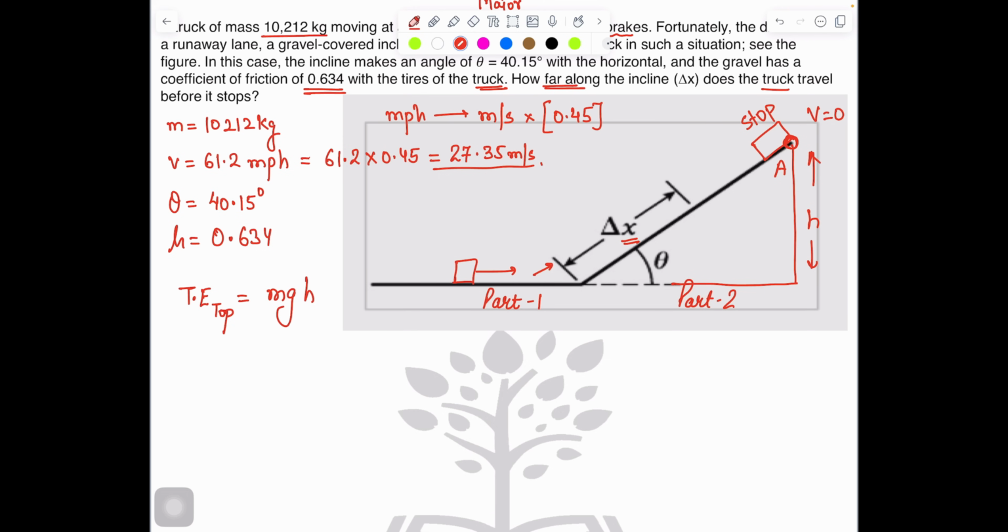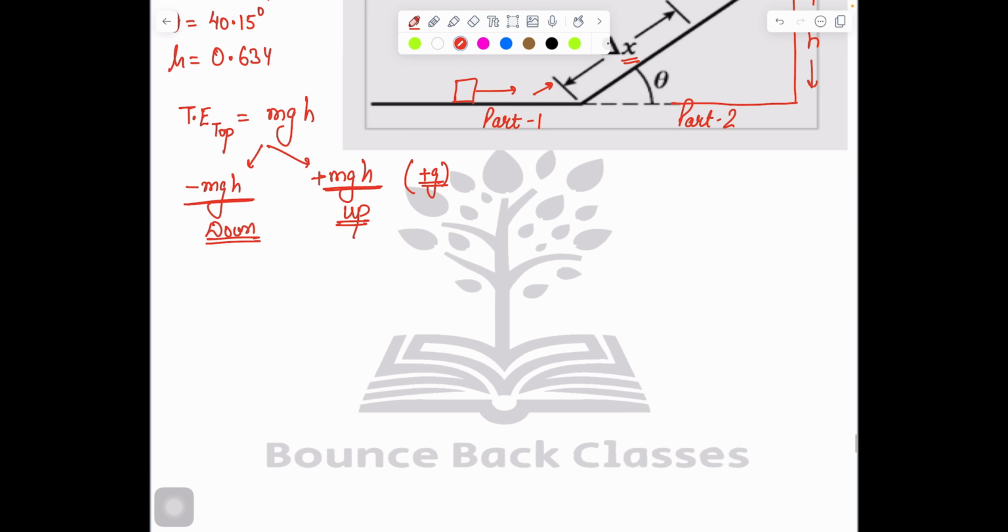mgh. Yes or no? Now you will ask me, teacher, in the previous question it is negative, now why is it positive? Now just think, in the previous case I used negative mgh, here I am using plus mgh. In this case the body is going up, whereas in the previous case it was going down, so gravity is positive. Clear?